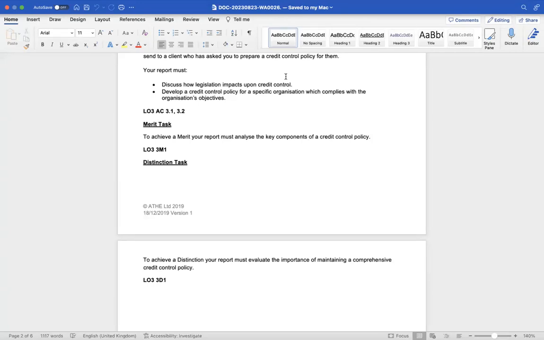So make sure you provide detailed explanation, use practical examples, and critically evaluate the significance and usefulness of the information presented. So that's it for the task. Your task, 3 tasks.